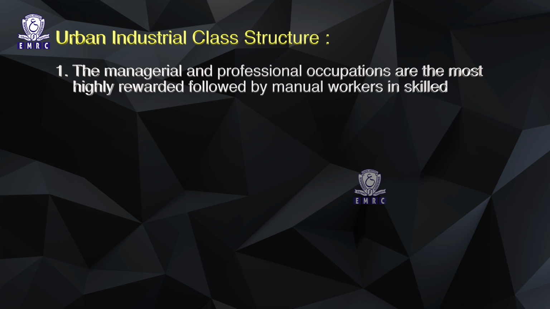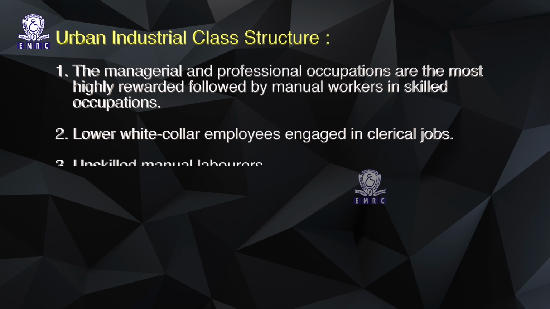The urban industrial class structure comprises these classes. The managerial and professional occupations are the most highly rewarded, followed by manual workers in skilled occupations, lower white collar employees engaged in clerical jobs, and unskilled manual labourers. The middle class is found to be theoretically located at the confluence of economy, society and polity. It is composed of people of different castes, religious communities and professions. It is spread over urban as well as rural areas. It is caught in the cobweb of consumerism.